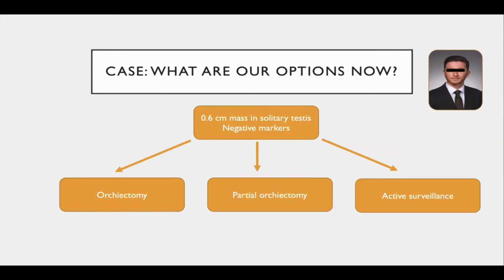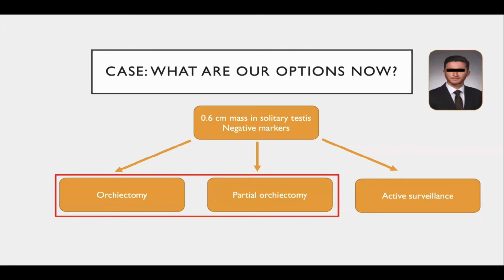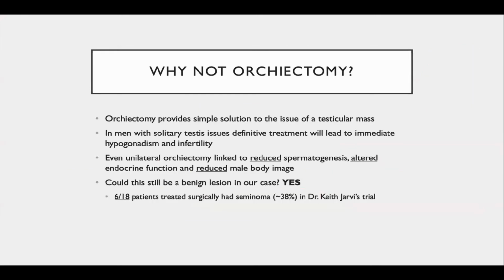So let's go back to our little decision tree here. Now we've updated this a little bit. Let's say he now has a 0.6 centimeter mass in a solitary testis. Let's say, for the sake of argument, we repeated markers, they remained negative. So looking back at our options now, really we've moved away from active surveillance and we're looking more towards orchiectomy or partial orchiectomy. So why shouldn't we just offer this guy an orchiectomy?